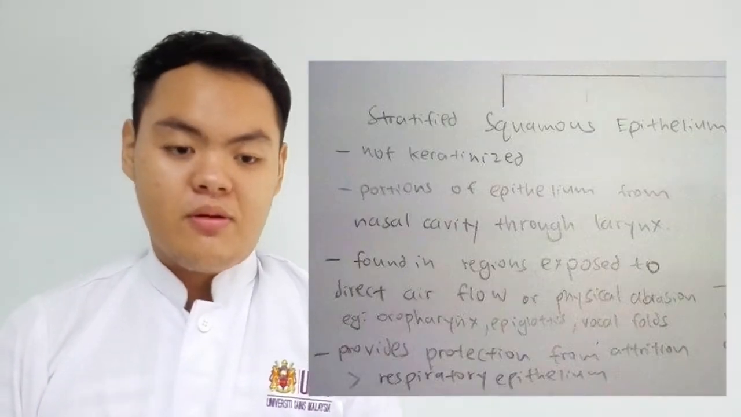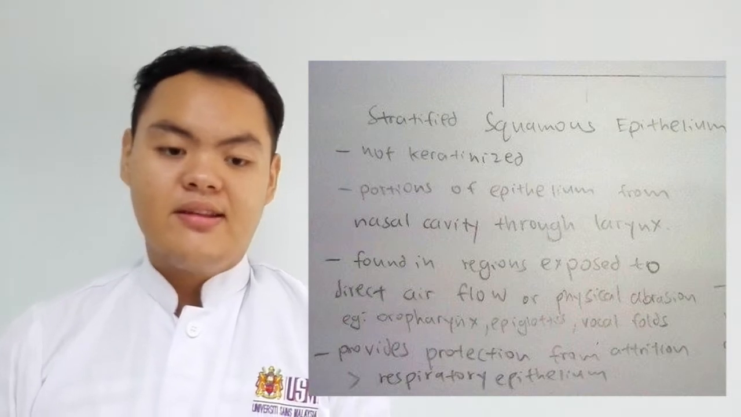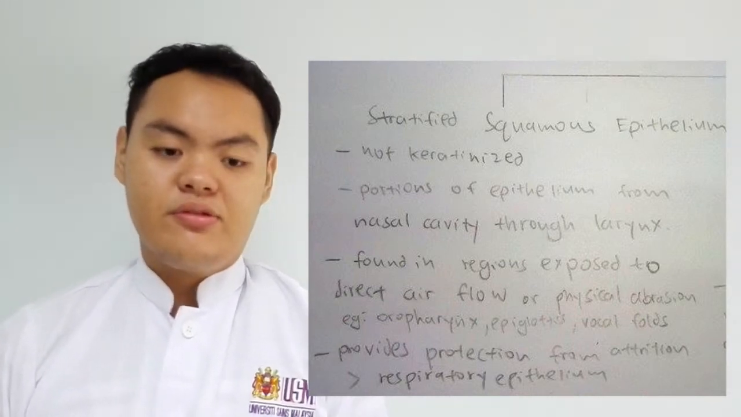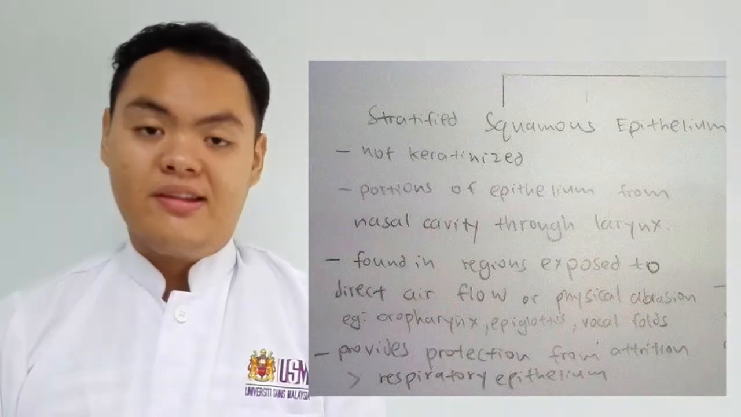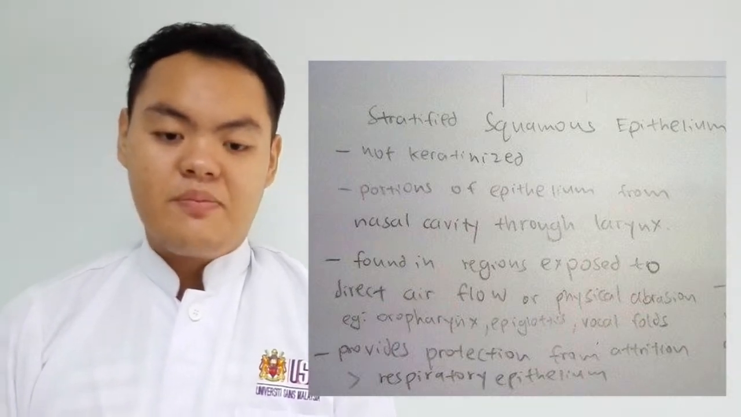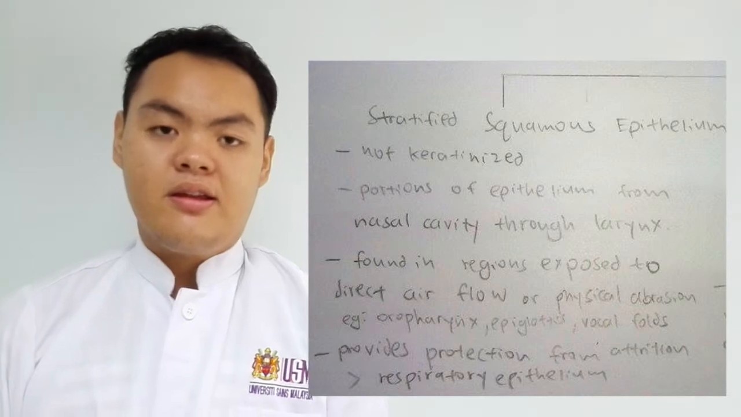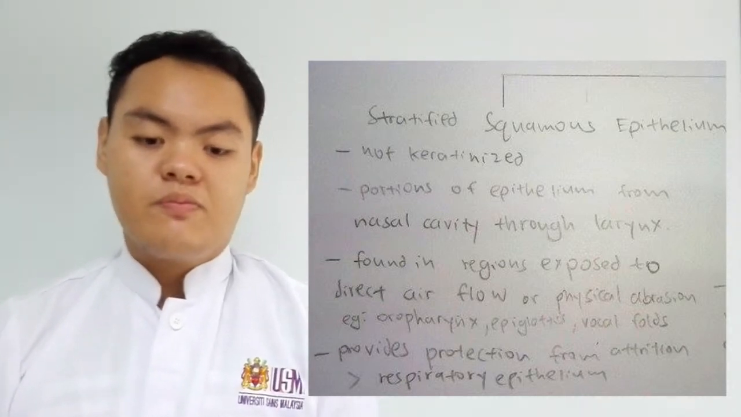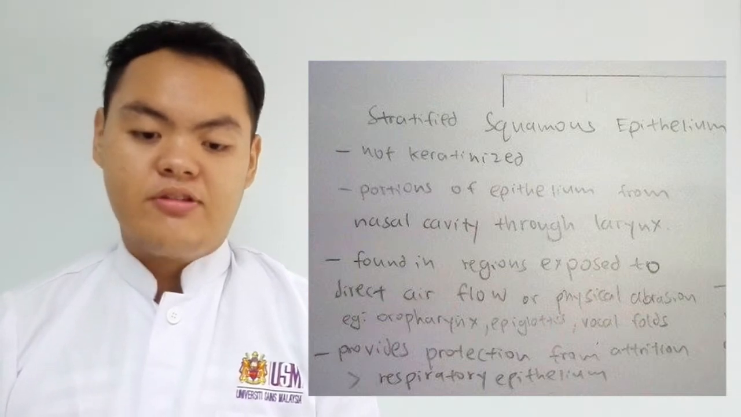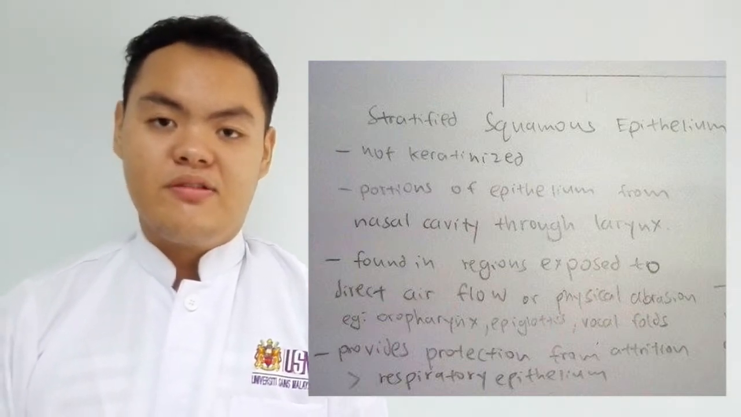In the conducting portion, we can also find a type of non-keratinized stratified squamous epithelium from the nasal cavity through the larynx. They are found in regions exposed to direct airflow or physical abrasion, for example, the oropharynx, epiglottis, and vocal folds. The stratified squamous epithelium provides protection from attrition more than the respiratory epithelium.